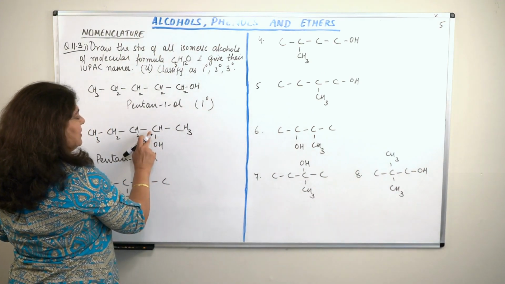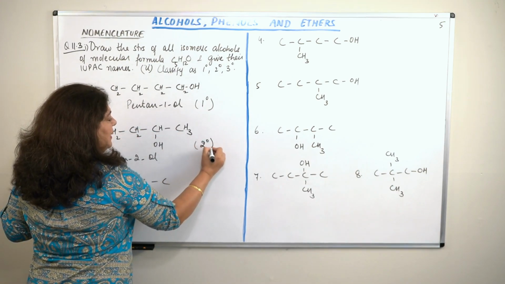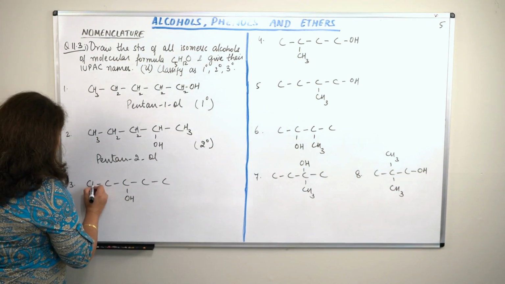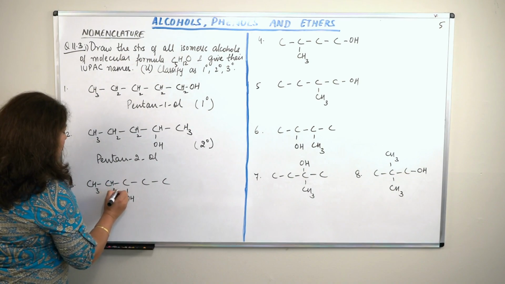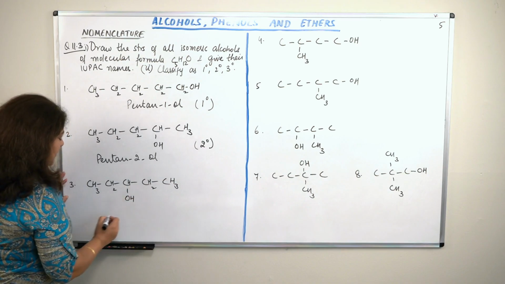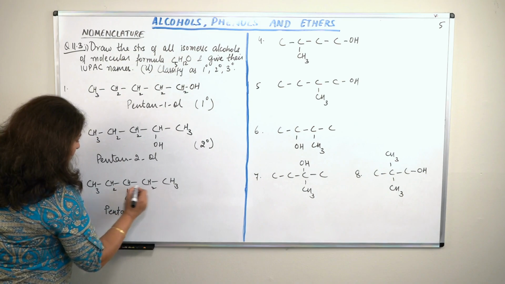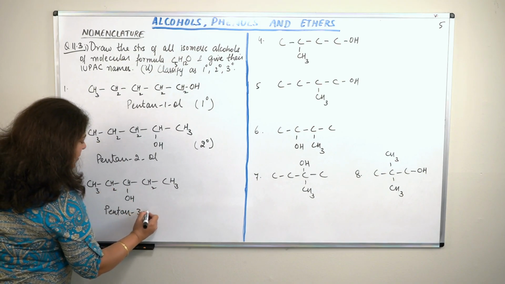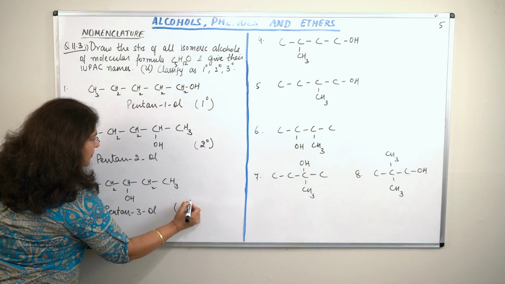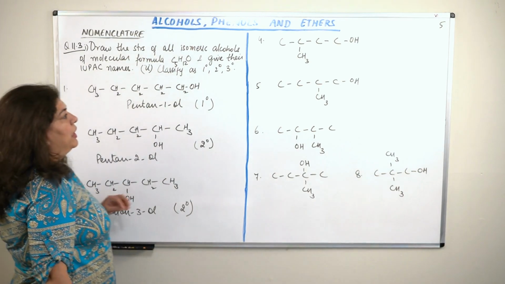And here OH is attached to a carbon which is attached to 2 other carbon atoms, which means it is a secondary alcohol, 2 degree. Here again fill it up, CH3, CH2, CH, CH2, CH3. And this is again pentane 3-ol. And this is also secondary. Why? Because the OH is attached to a carbon which is further attached to 2 other carbon atoms.